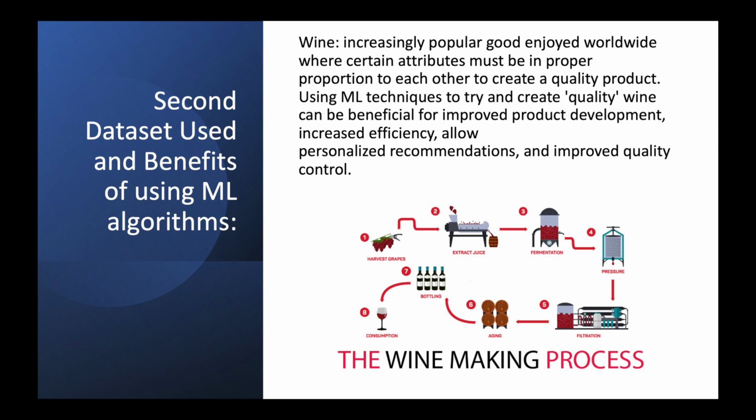Our second dataset is over wine, an increasingly popular good enjoyed worldwide where certain attributes must be in proper proportion to each other to create a quality product. Using machine learning algorithms to aid in the creation of quality wine can be beneficial for many reasons. Some of those including improved product development, increased efficiency, allowing personalized recommendations, and improved quality control. Next, we will look at more details about the dataset and methods used to analyze it.